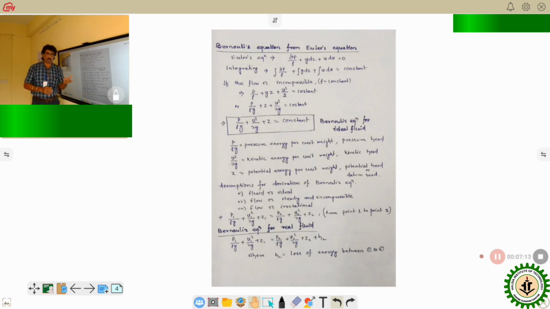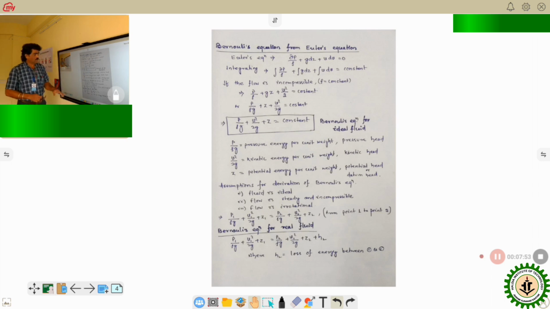Suppose flow is from 1 to 2. Then P1 by rho g plus V1 square by 2g plus Z1, whatever the value, should be available in P2 by rho g plus V2 square by 2g plus Z2. But P1 may be greater or smaller than P2. That change may be incorporated in the kinetic energy head or in the datum head. Similarly, the datum head or kinetic energy head can also convert to pressure. That depends upon the structure of the flow or where they are flowing. So these are normally given in head terms.